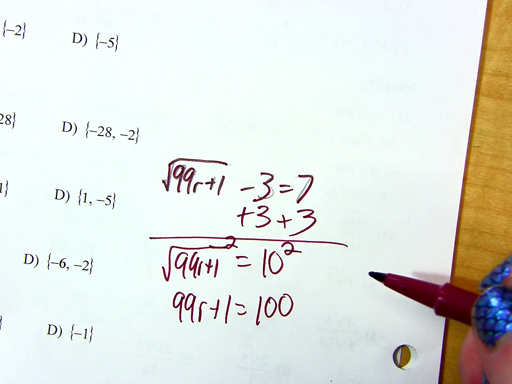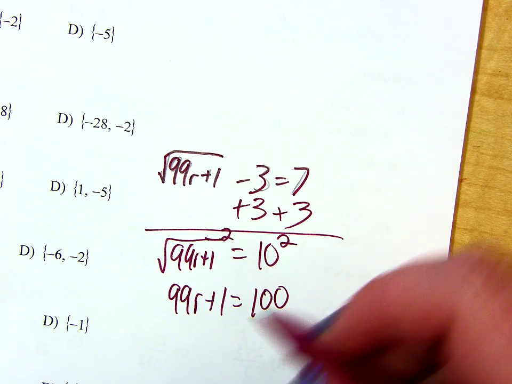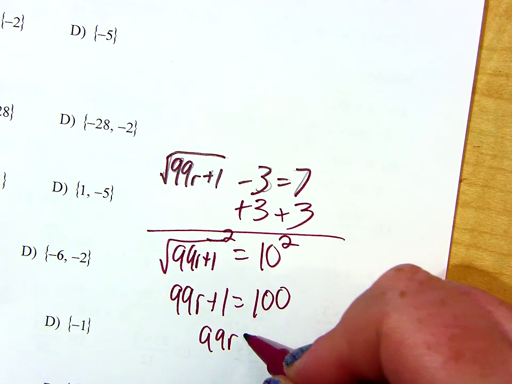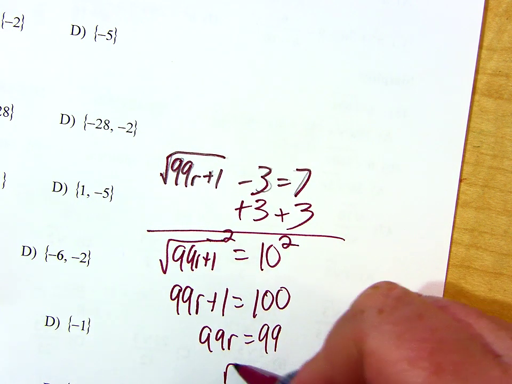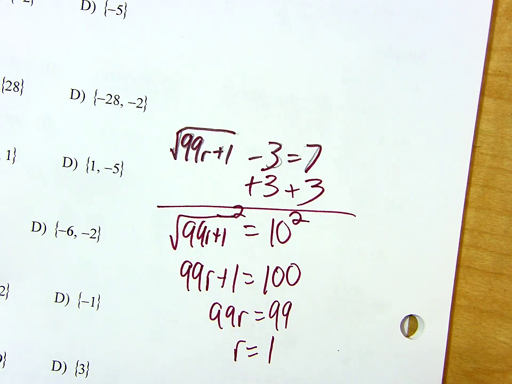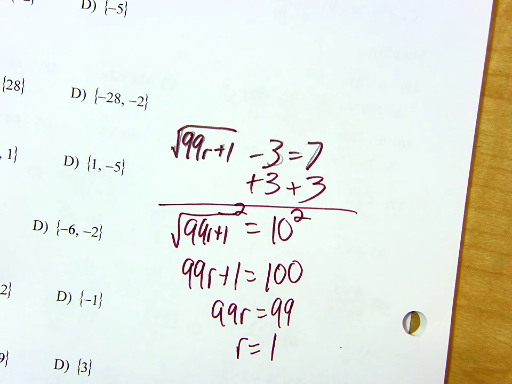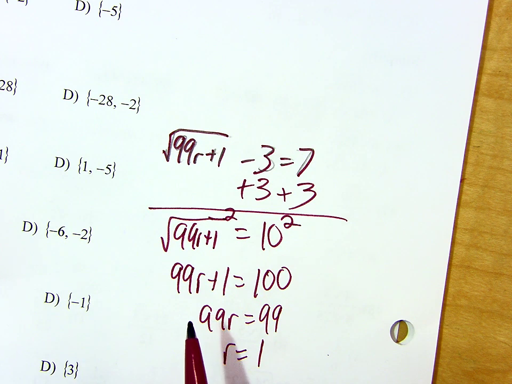And then minus 1. r does equal 1. Yep. You can always check your answer. You should, because it could come up extraneous. Take 1, pop it back in. 99 times 1 plus 1 is 100. Square root of 100 is 10. Is 10 minus 3, 7? Yep. I know I have the right answer.